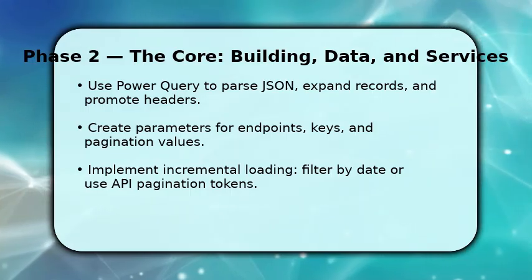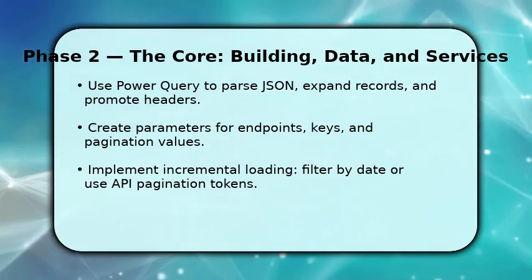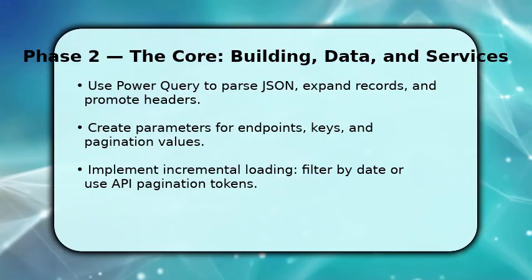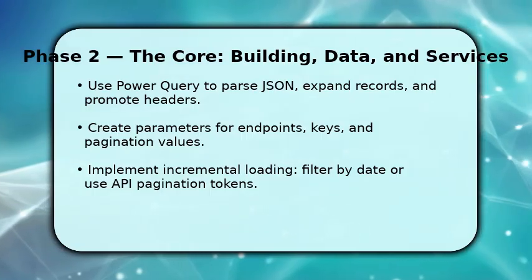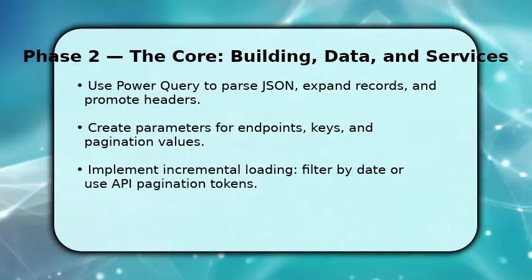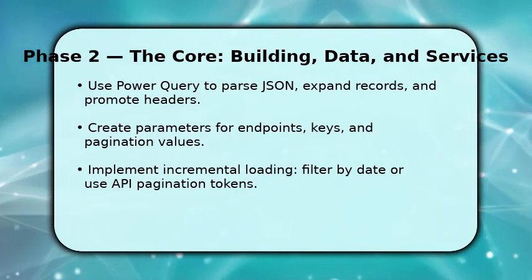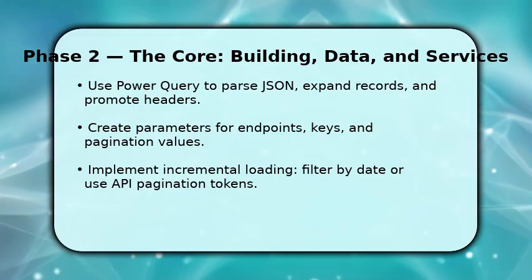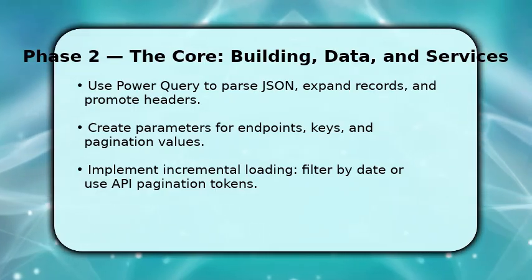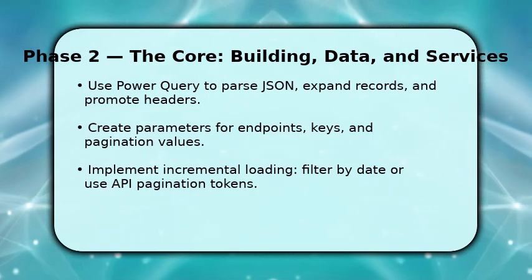This makes maintenance easier. If the API paginates, implement a loop using List.Generate or a pagination function to concatenate pages. Also add filters, for example date ranges, to reduce payloads and speed refreshes. Make sure to apply steps incrementally and validate row counts as you go.